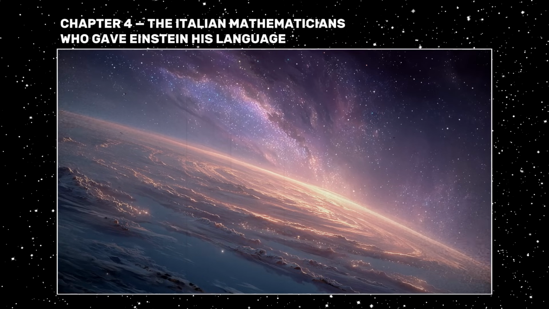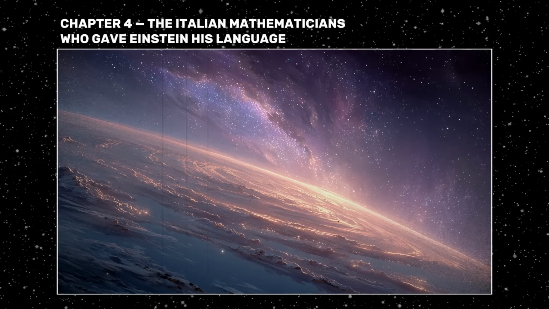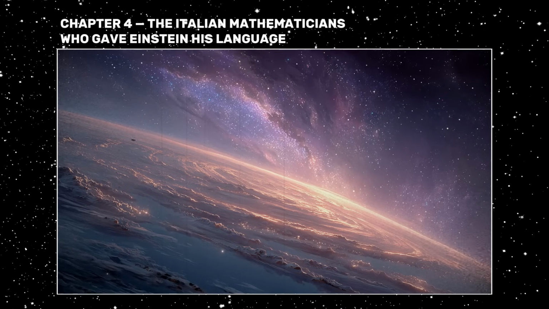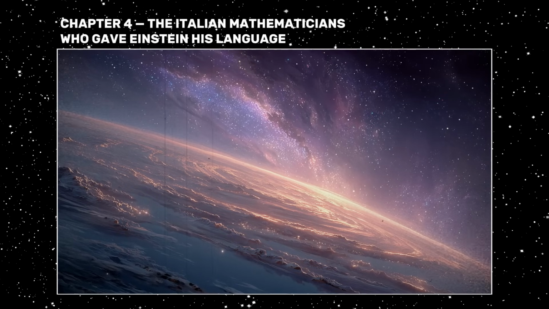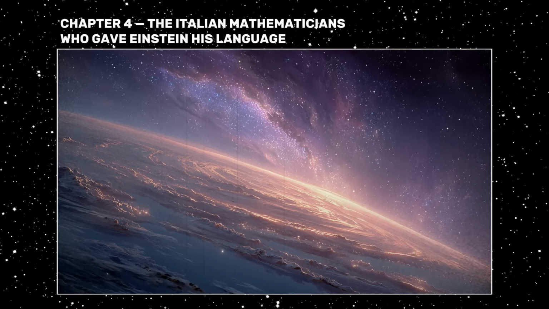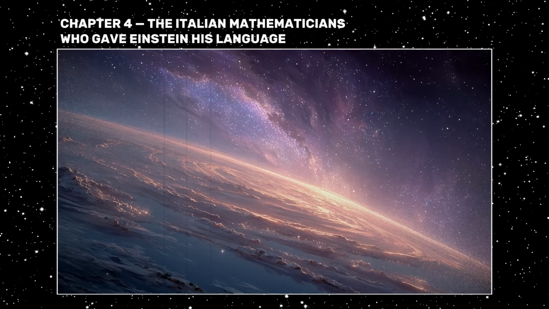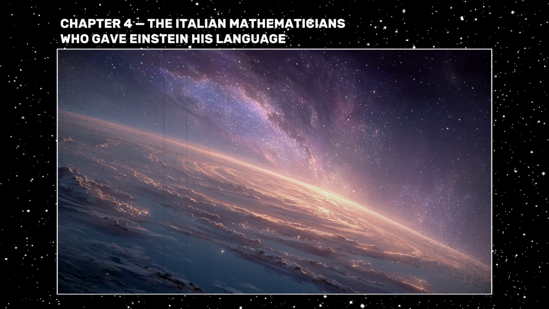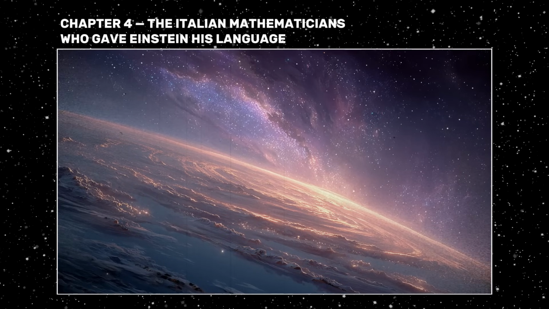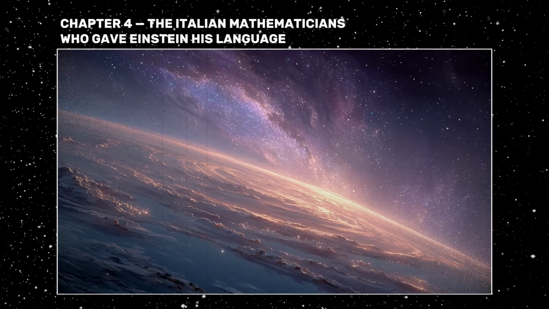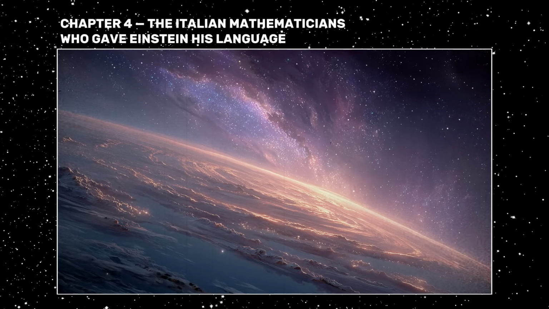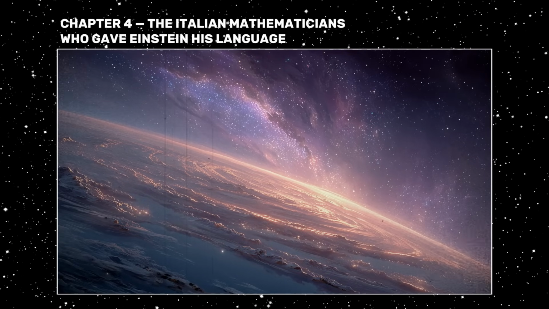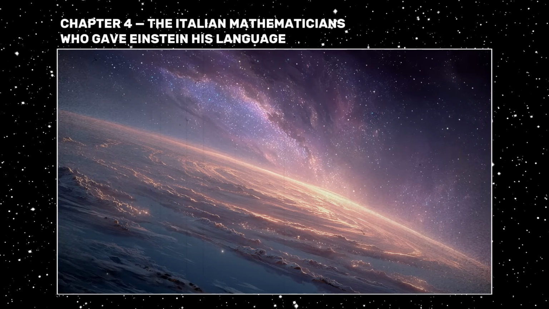It is sometimes said that Einstein's genius was as much about recognizing the right tools as about inventing new theories. In this case, his genius lay in seeing that tensor calculus, developed decades earlier in relative obscurity, was the perfect fit for his revolutionary vision of gravity. Ricci and Levi-Civita did not set out to reinvent physics. They set out to generalize geometry. But by doing so, they unknowingly armed physics with the language of the cosmos.